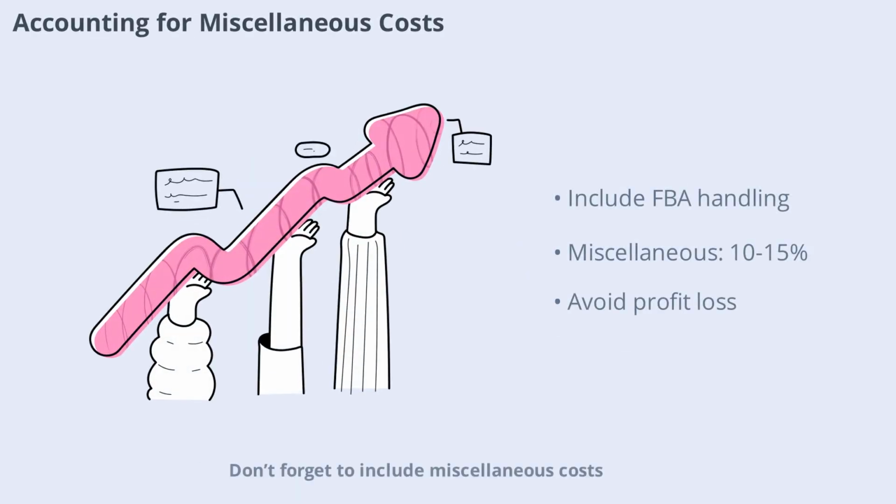Don't forget to include miscellaneous costs such as product handling for FBA shipments. These can range from 10% to 15% of your selling price. Overlooking these expenses can eat into your profits, so always factor them in when using the calculator. Being thorough with your cost estimates will help you avoid unpleasant surprises down the line.